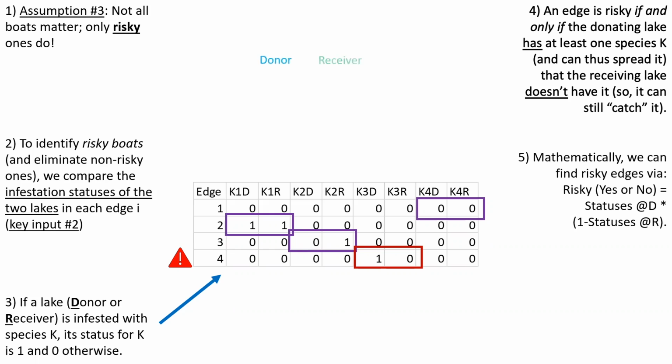I'm going to again put the 4 scenarios we just outlined back up here, but now I'm going to do it in terms of math. And what you'll see is the donating lake status in blue, the receiving lake's status in green, and the outcome in black.